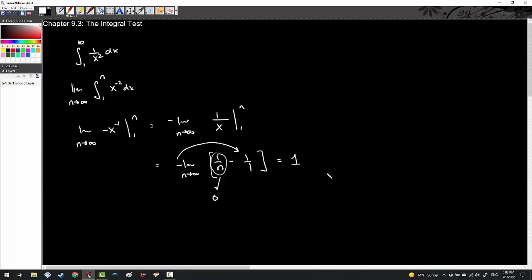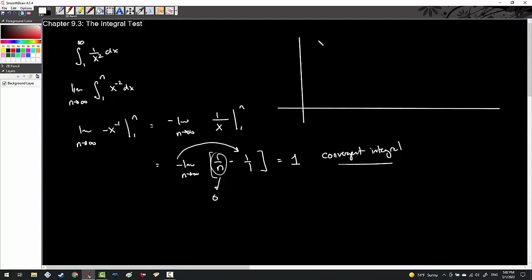Back when we did improper integrals, we learned this to be called a convergent integral. That is because when we took the improper integral as the limits of integration went to infinity, we actually got an actual number rather than something that just exploded into infinity and diverged. So the way this works graphically is if I was to draw a graph of 1 over x squared, it would dip down something like this.